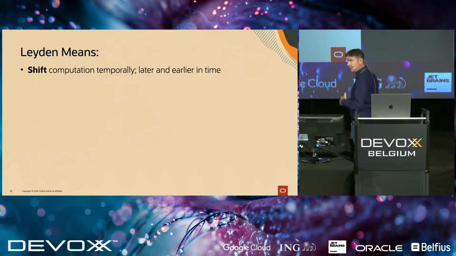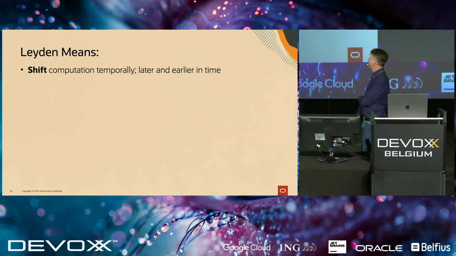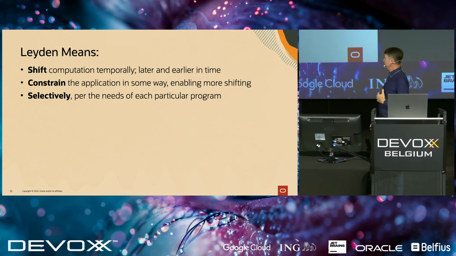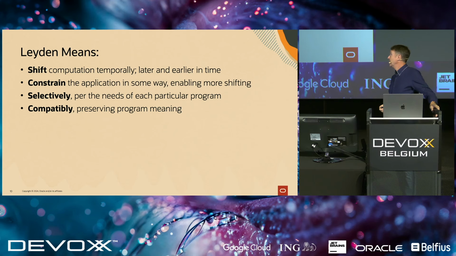Okay, Leyden is much more ambitious than that. So we want to shift computation temporally, later and earlier in time. And we want to maybe constrain the application in some way so we can enable more shifting. We want to do this selectively, as per need of each program. I will come back to that. And also, the bigger thing is we want to do this compatibly, preserving program meaning.